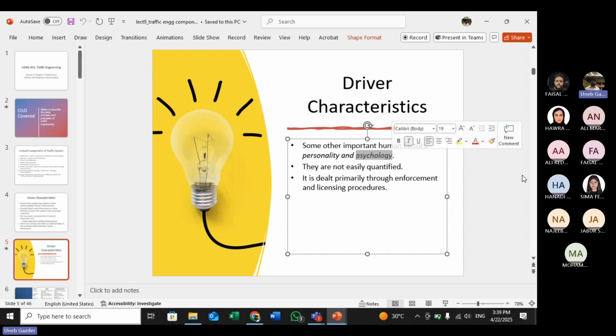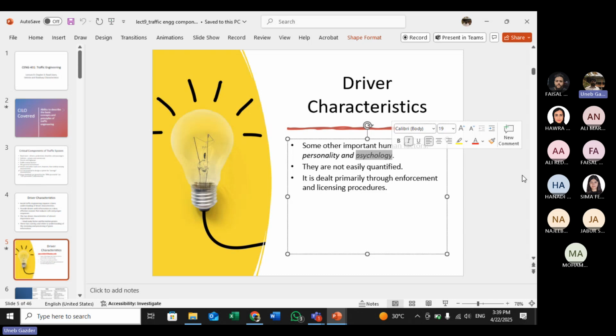So somebody is very tired. This is his psychology at the moment. He may not be paying attention right now. Somebody is very sick. This could affect his driving, but this is not a permanent condition, right? Personality is something which is permanent. It is in you. Psychology is how you are at the time of driving, and it changes.